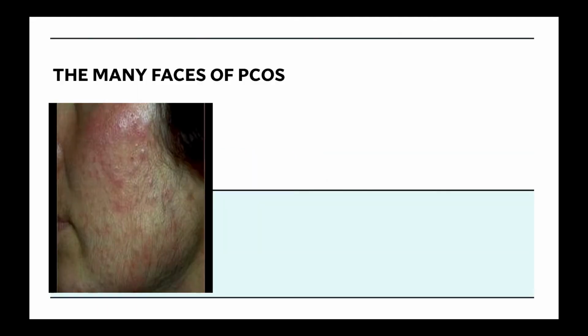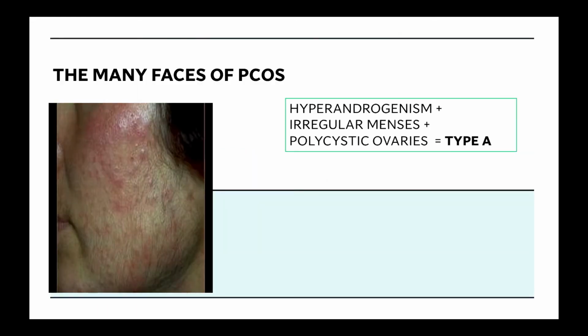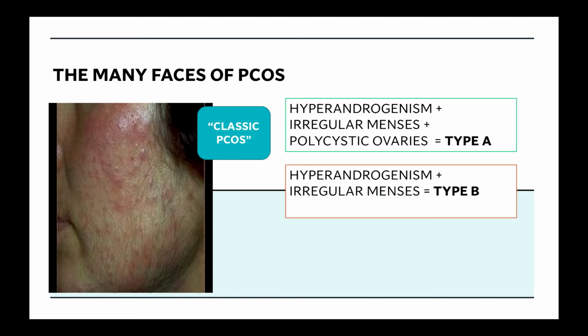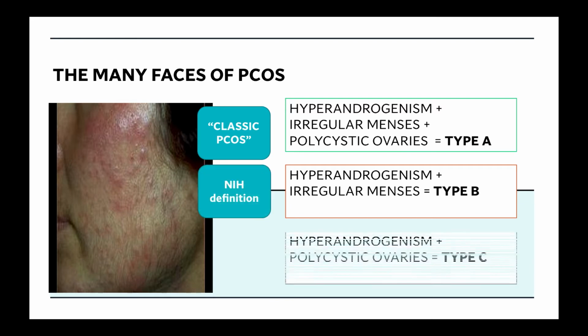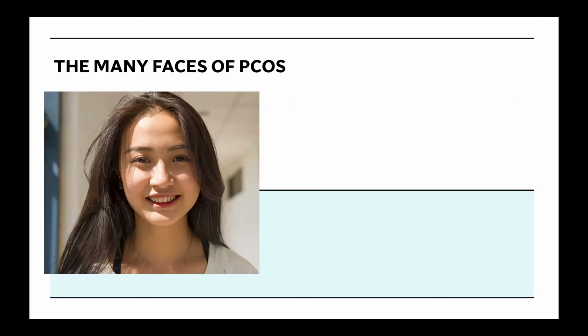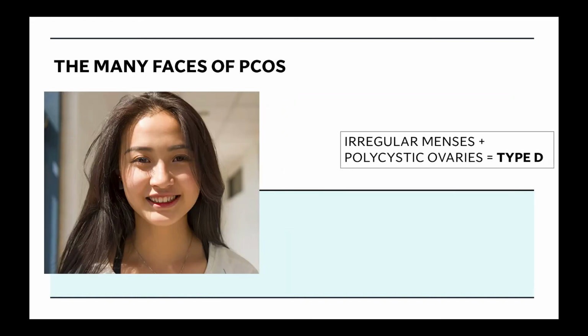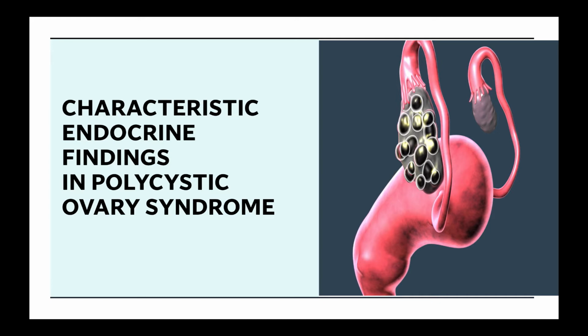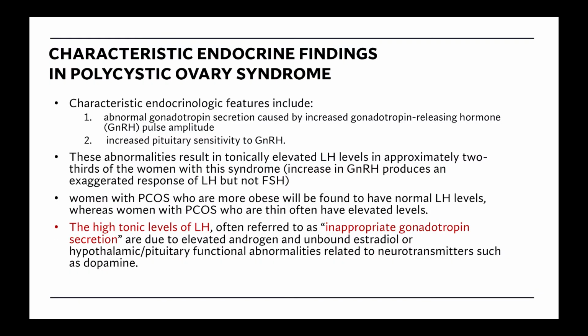Now, let's take a closer look at the many phases of PCOS. Again, type A are those patients with all 3 criteria, and we call this the classic PCOS phenotype. Type B are those patients with hyperandrogenism and irregular menses. Type C, those patients with hyperandrogenism and polycystic ovaries, which we sometimes refer to as ovulatory PCOS patients. And lastly, we have type D, patients with irregular menses and polycystic ovaries, which we sometimes refer to as the non-hyperandrogenic phenotype.